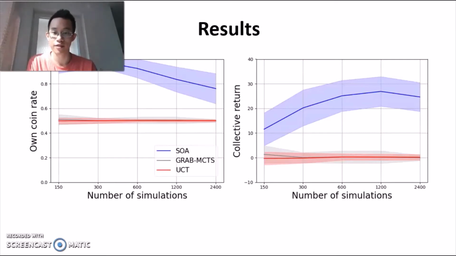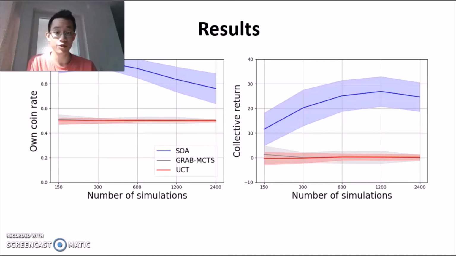And the MCTS using grab and UCB1 bandits always results in a probability of about 50%, which is a greedy policy because they pick up coins of any color as long as the coin is within their reach. And SOA always results in a higher probability that a blue agent picks up a blue coin or a red agent picks up a red coin.